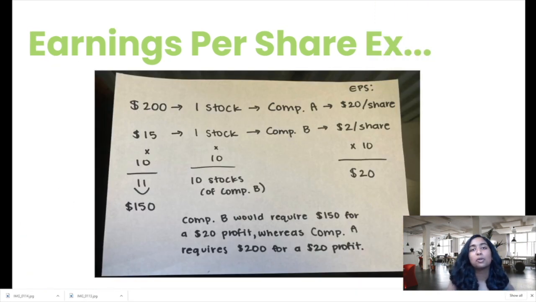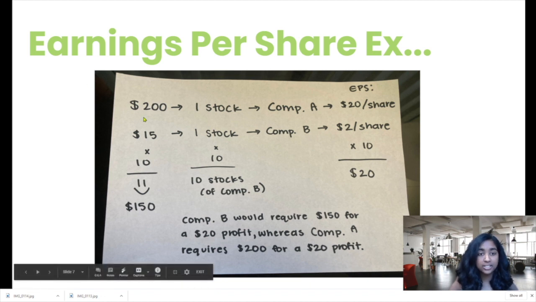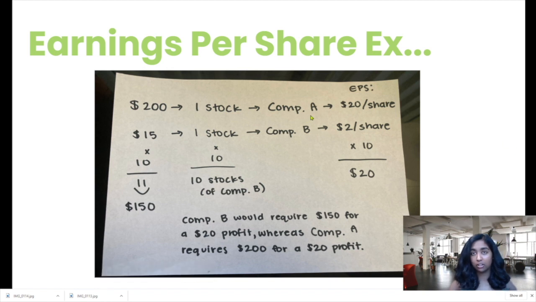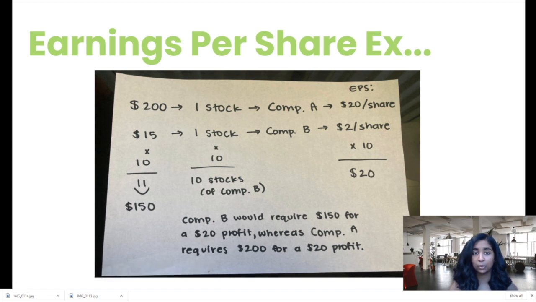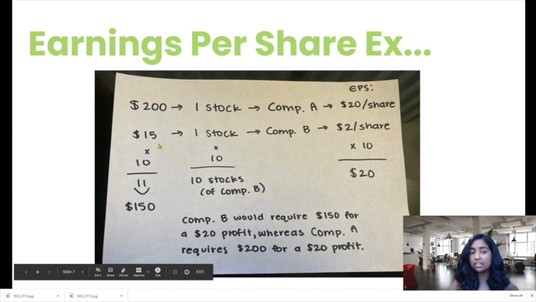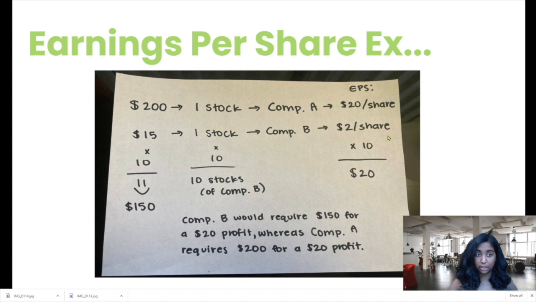The previous example we looked at for earnings per share was pretty easy to understand, but it doesn't cover all of the possible situations you might be presented with in the stock market. So here I created another example. Let's just say that you have to pay $200 to purchase one share of Company A, and the earnings per share value is $20. That means you can expect a $20 profit by paying $200 for one share of Company A. On the other hand, you have to pay $15 for one share of Company B, and the expected profit would be $2 per share.